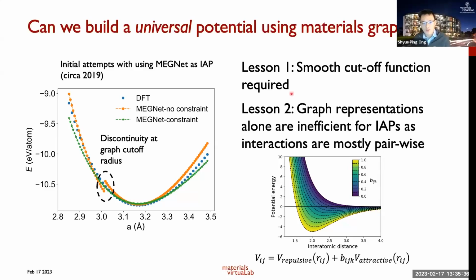So first of all, we definitely need some form of smooth cutoff function to basically get rid of this discontinuity. And we also found that graph representations are actually not very efficient for interatomic potentials, right? Because fundamentally, the graph message passing is still a pairwise interaction term, right?